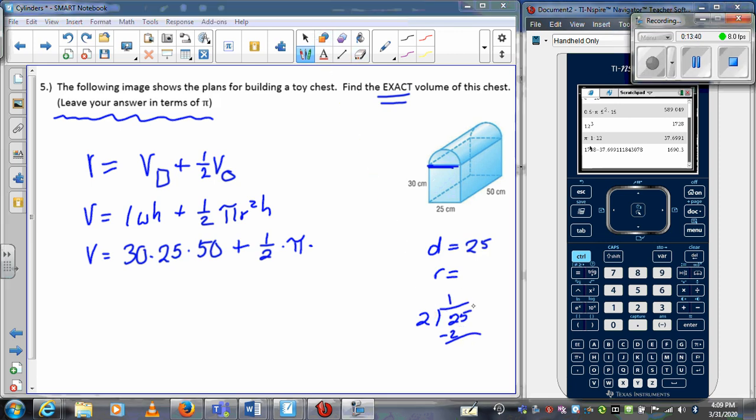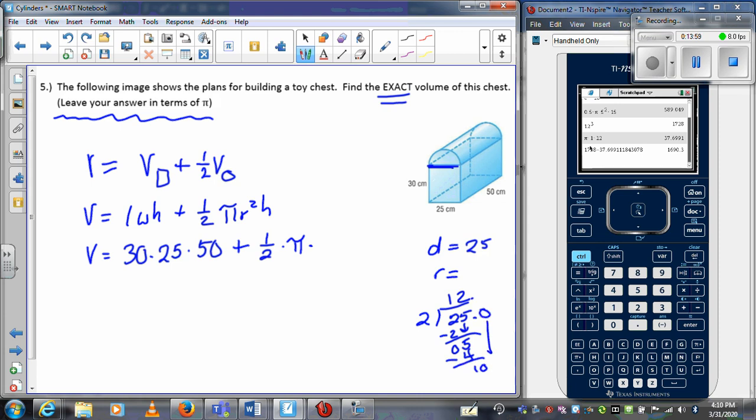Okay, so let me fix this here. 2 goes in there once. Bring down the 5. That goes in there twice. And that would be 4. Put your decimal, bring down your 0. That would be your 10, and it goes in there 5 times, so 12.5. So times 12.5 squared times the height. That would be this measurement right here.